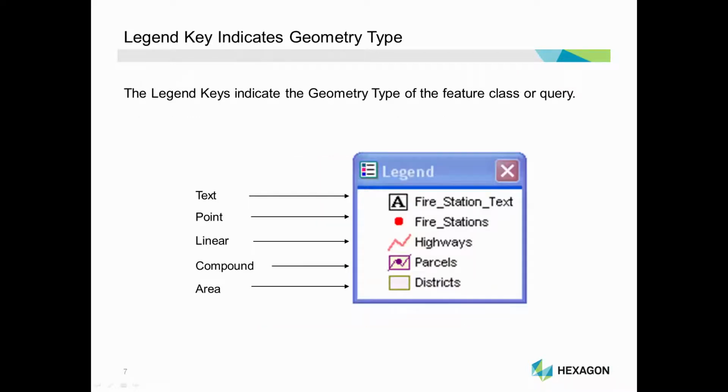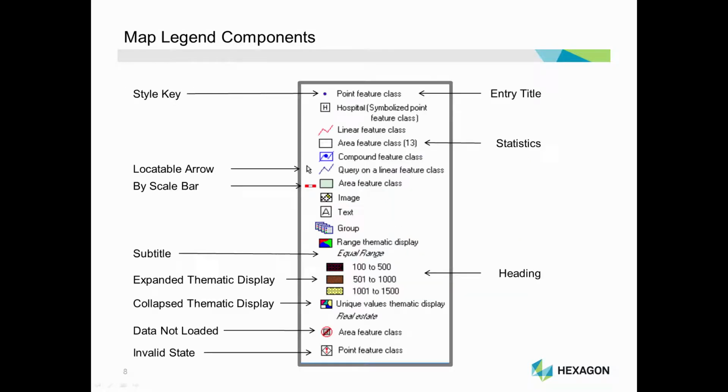Each legend entry has a legend key that portrays the graphic symbolization used to depict the feature data. Legend keys will vary based on geometry type and the active style definition for each legend entry. In this graphic, we see additional information displayed in the legend. There are a few of particular interest.